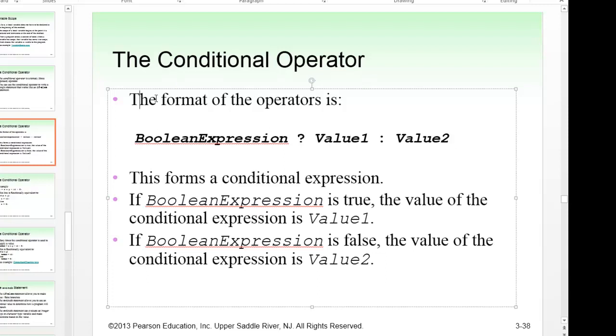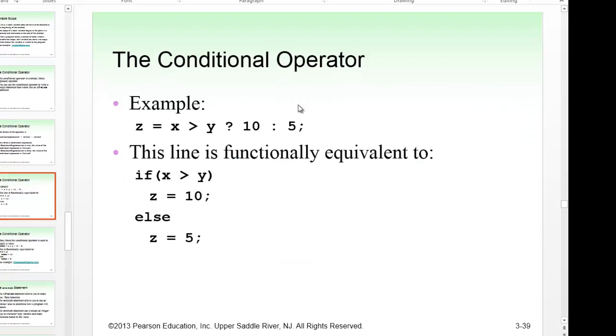The format of the conditional operator is, notice it's got 2 parts to it. You've got the Boolean expression at the beginning, so x greater than 10, string A dot equals string B, whatever results in a Boolean value. Then you have a question mark, and then the value if true is right here, and then a colon, and then the value if false. Okay? So here's an example.